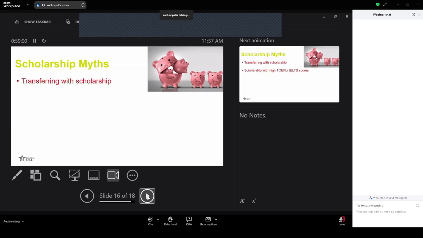Okay, so some scholarship myths. You cannot be transferring with scholarship. The scholarship is limited to that particular university that you are studying at. It cannot be transferred to another one.